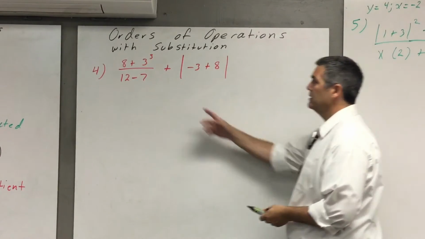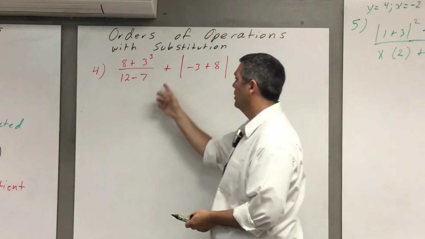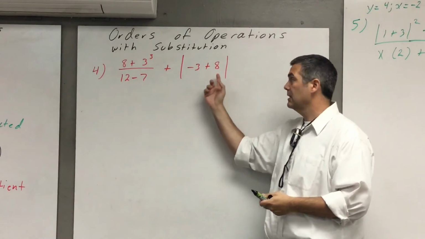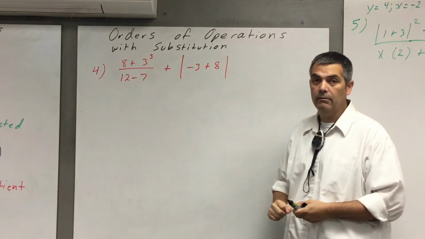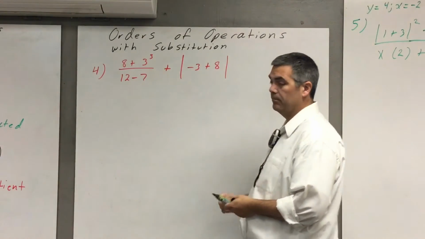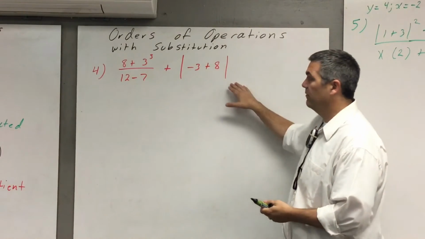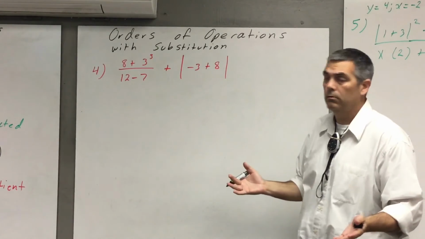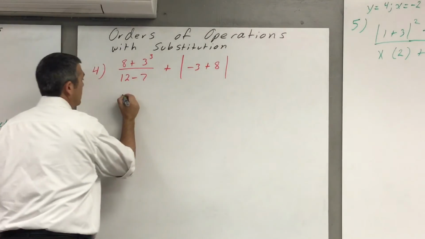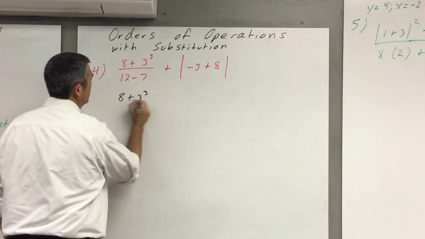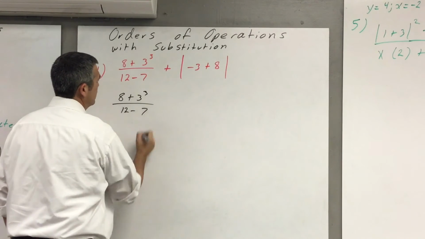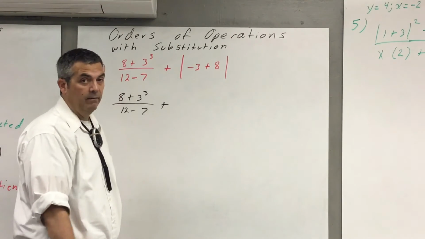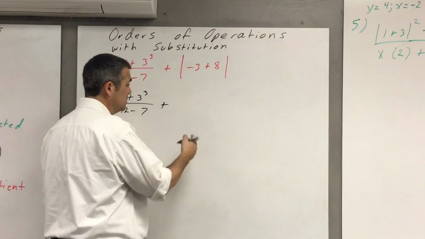We've got 8 plus 3 to the third over 12 minus 7 plus, notice the straight lines, it's a grouping symbol, it's absolute value. So we're going to take the absolute value of whatever we get out of there. Negative 3 plus 8, we're going to do this first. So all I'm going to do here is rewrite my problem and work it. 8 plus 3 to the third over 12 minus 7 plus, well, 8 plus negative 3 gets me 5. Then we have the absolute value of 5.